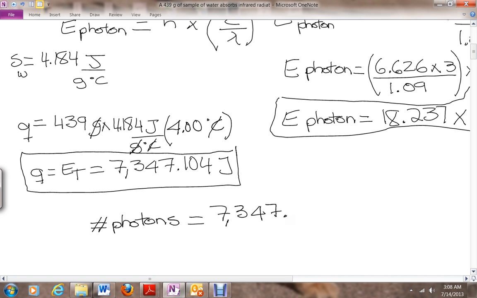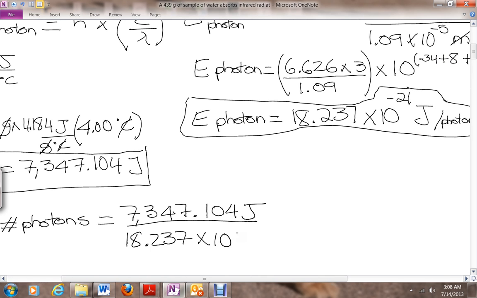347. Let me leave the decimals and all the sig figs now. Joules, right? And by the way, it's 3 sig figs that we're going to need. Divided by, at the end, 18.237 by 10 to the minus 21 joules per photon. And that's going to give us the photons on top.